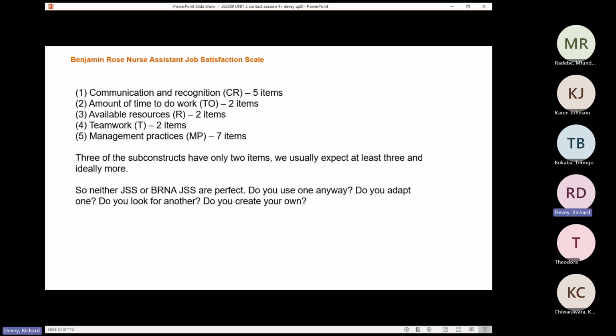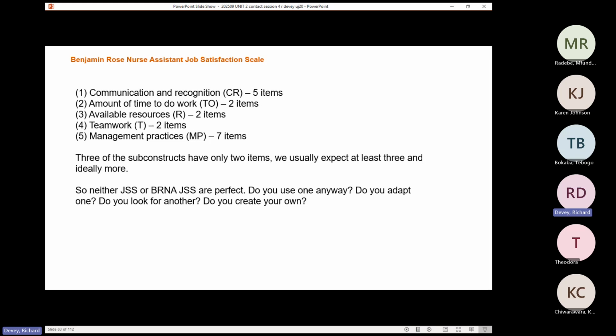Okay, so if you look at both of these questionnaires, neither of them are perfect. Some of the components have low reliability. For the other one, some of the components have too few items. So which one do you use? If you were a student doing work on job satisfaction and you were looking at these 2 instruments, do you use one or the other? How do you decide which one to use, or do you create a new measurement of job satisfaction? You could look for another option.